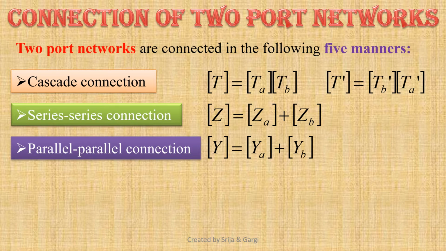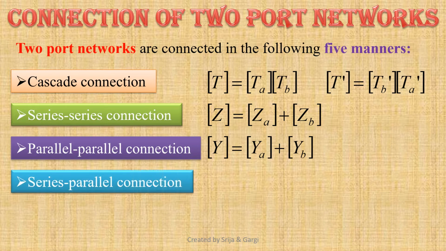When input ports are connected in series and output ports are connected in parallel, we call it a series parallel connection. The overall hybrid parameter matrix of series parallel connected two-port networks is the sum of hybrid parameter matrices of each individual two-port network connected in series parallel fashion.